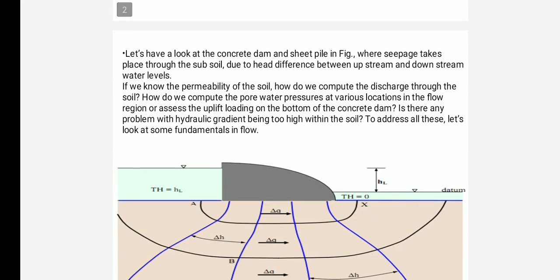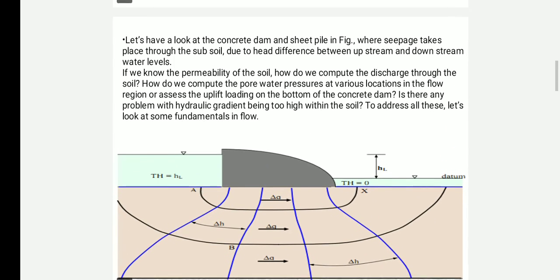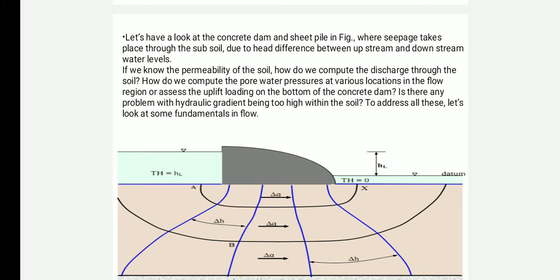So let's have a look at the concrete dam and sheet pile in the figure, where seepage takes place through the subsoil due to head difference between upstream and downstream water levels. Here, if we know the permeability of soil, how do we compute the discharge through the soil? How do we compute the pore water pressure at various locations in the flow region, or assess the uplift loading on the bottom of the concrete dam? Is there any problem with hydraulic gradient being too high within the soil? To address all this, let's look at some fundamentals of flow.